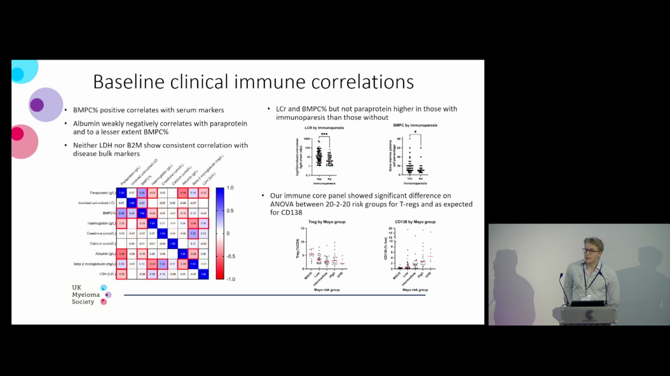On all bone marrow samples we receive, we run a basic immune core panel, and this is just looking at some of the entry clinical data and immune data that we have. So at baseline, bone marrow plasma cell percentage correlates positively with serum markers, paraprotein and light chains, as we might expect, and negatively correlates with hemoglobin. Albumin negatively correlates with markers of disease bulk, whereas LDH and beta-2 microglobulin don't consistently correlate. Light chain ratio and bone marrow plasma cell percentage were higher in those with immunoparesis than those without. And then looking at the core panel, the Tregs had a trend to decrease with increasing 2/20/20 risk group.